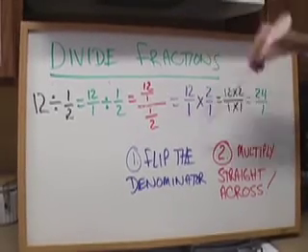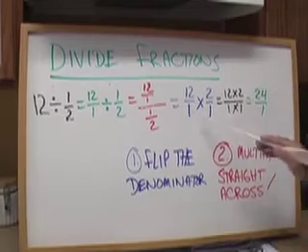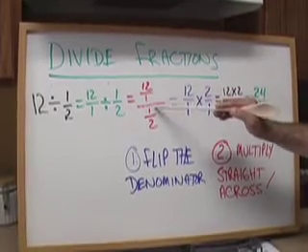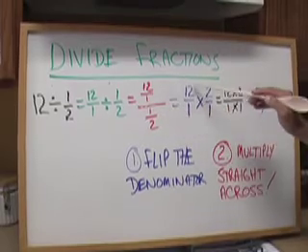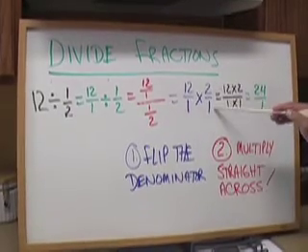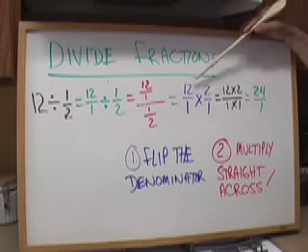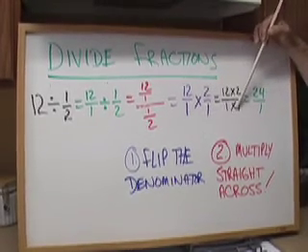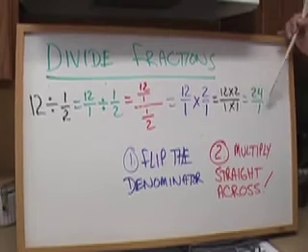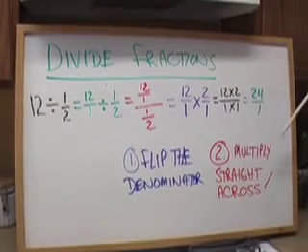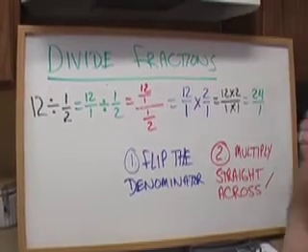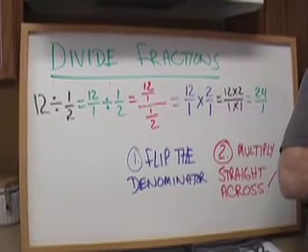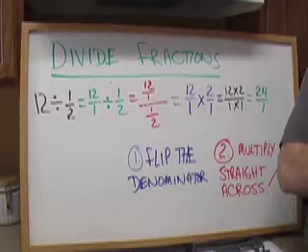It's 12 over 1. And then you multiply straight across. So it's times 2 over 1. 12 over 1 divided by 1 over 2 equals 12 over 1 times 2 over 1. Now multiply straight across. 12 times 2, 1 times 1. 12 times 2 is 24 divided by 1. The answer is 24. To divide fractions, you flip the denominator. You multiply straight across. Now I'll show you an example.